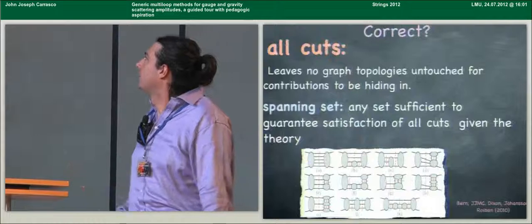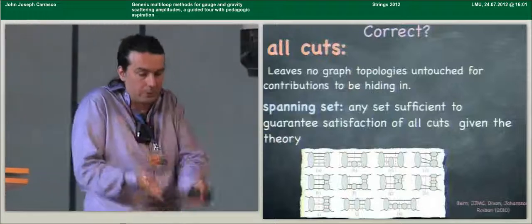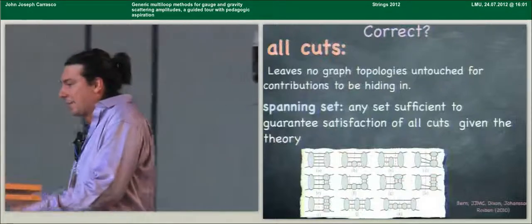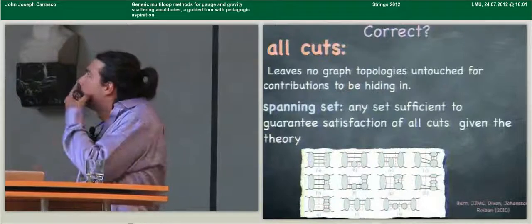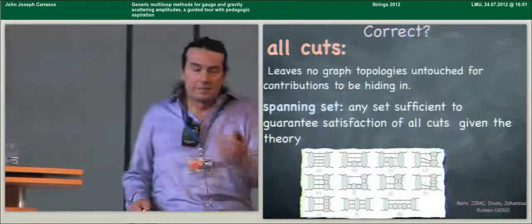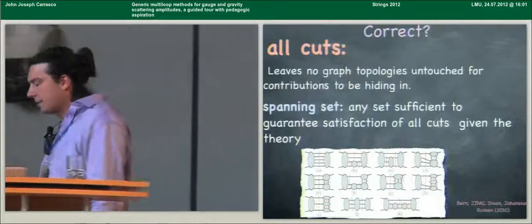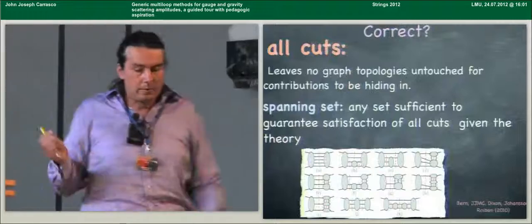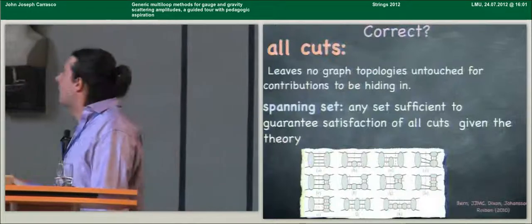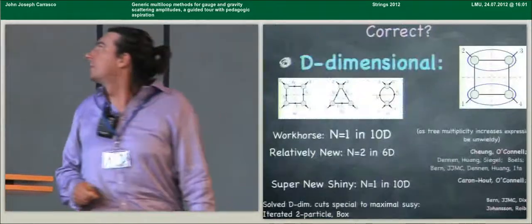Why all cuts? It's so that you leave no graph topologies untouched for contributions to hide in. And this is how you actually know you're getting the right answer. But all cuts, that's a lot of cuts. That's too many cuts. So the nice thing is that there's this concept of a spanning set. It's any set sufficient to ensure the satisfaction of all cuts, given the theory. Various theories have absolute bounds on the number of collapsed propagators that can be hiding for the loop momenta that could ever be sitting in the numerator. So anything above that is nicely overcomplete and guarantees that you're not missing any contributions.